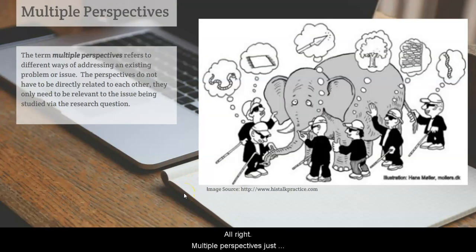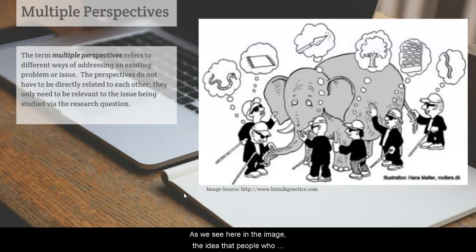All right, multiple perspectives just refers to different ways of addressing an existing problem or issue. The perspectives don't have to be directly related to each other. They only need to be relevant to the issue being studied via your research question, whether that's in your individual research report or in your individual written argument or in the end of course exam or in any activities you're doing in class where the teacher is asking you to demonstrate the skill of multiple perspectives.